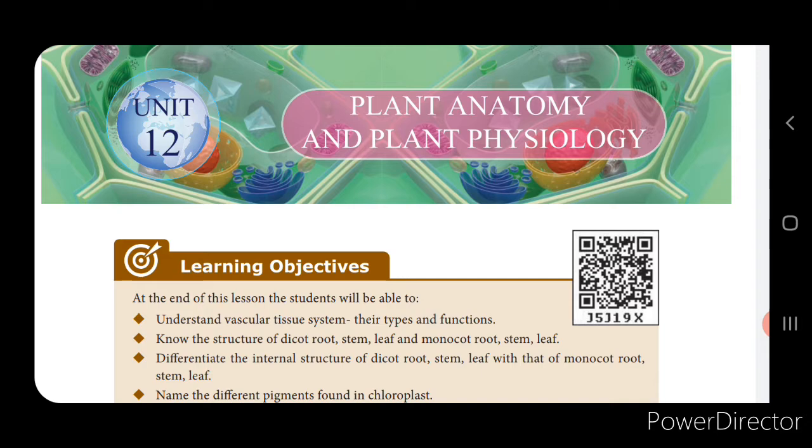Now today in this session we are going to continue with this lesson, and we are going to see the internal structure of a monocot stem, and the difference between the dicot stem and monocot stem. Then we'll see the internal structure of dicot and monocot leaf. Then we'll see what is photosynthesis, how the process of photosynthesis takes place, what is respiration, types of respiration. Let's go into the session, children.